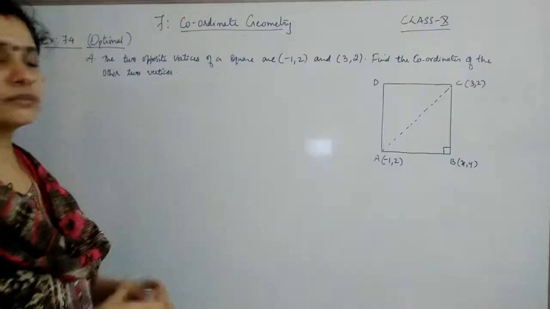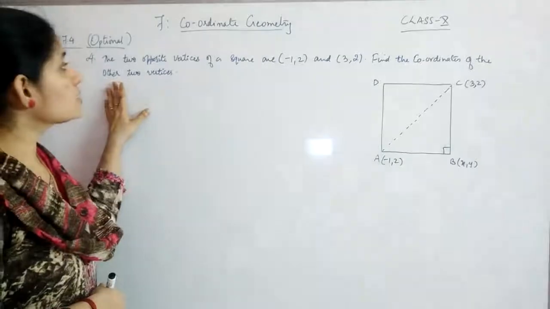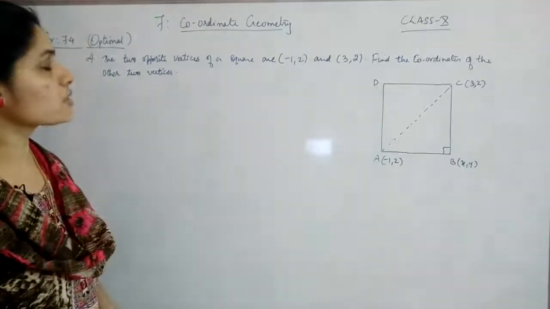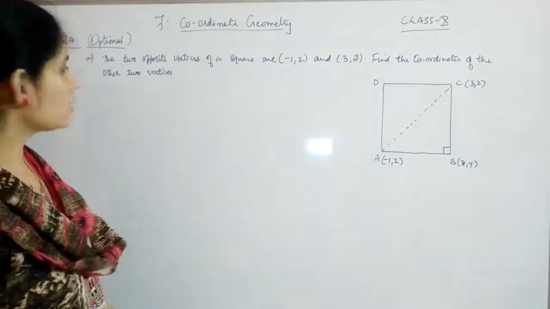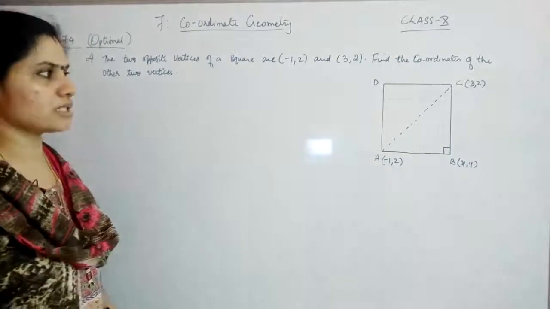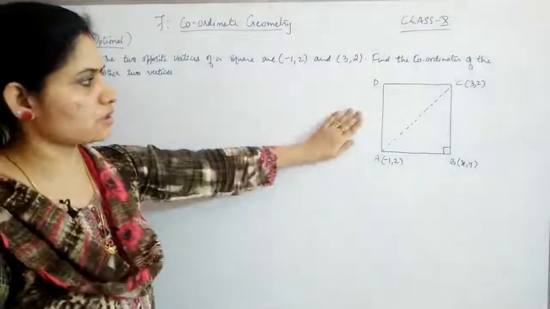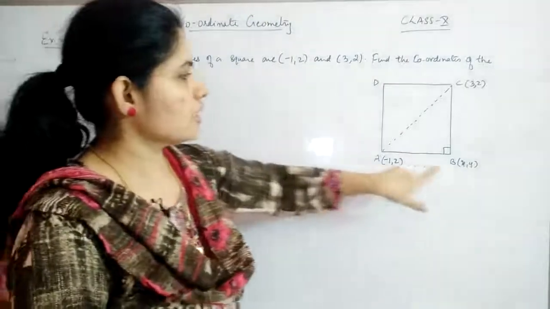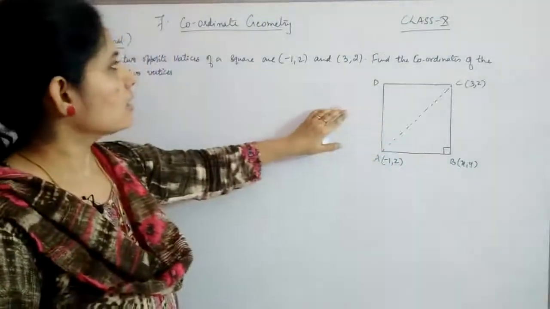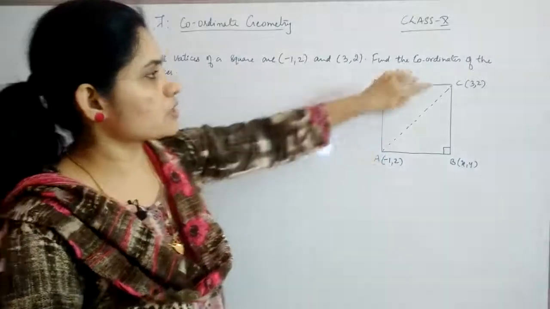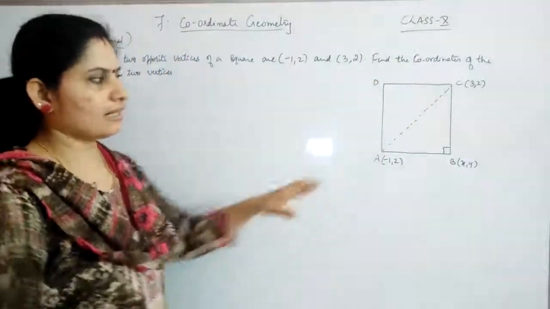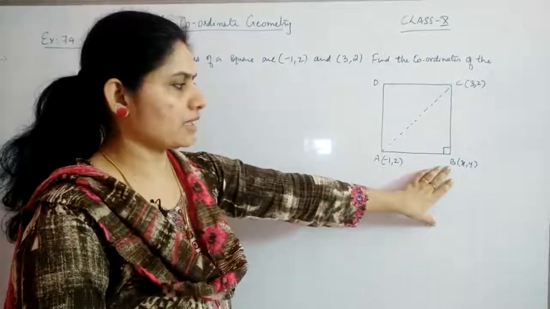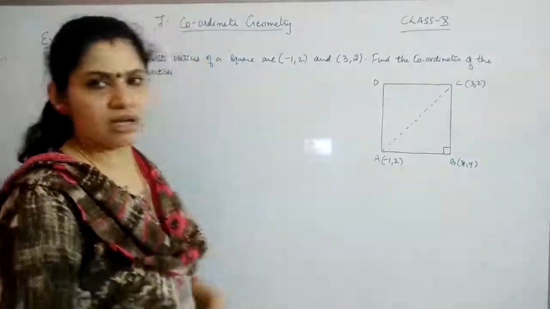Okay. Question number 4 is, the two opposite vertices of a square are minus 1, 2 and 3 comma 2. Find the coordinates of the other two vertices. So I have drawn a square with A, B, C, D as the vertices, and taken AC as the opposite side, minus 1, 2 and 3 comma 2, and let one of the vertices be x comma y, that is, I have taken B as x comma y.